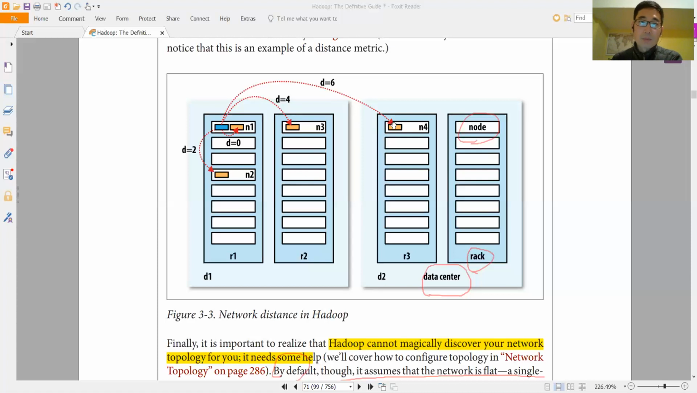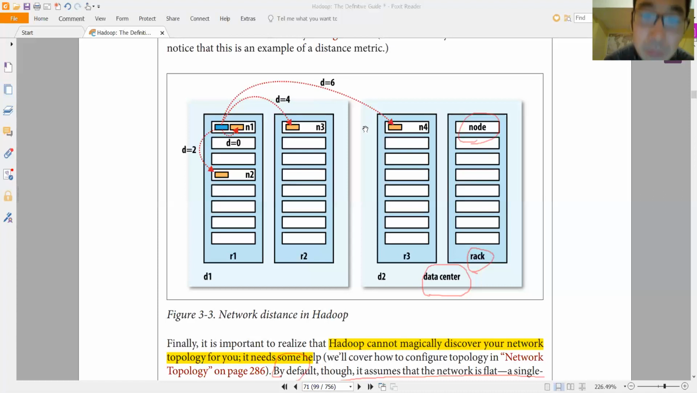Then D equals 6 is when you have to go through a data center. D1, D2 here indicate different data centers. What's a data center? Like if my MapReduce program is running on a computer that is located in Glass Hall, but the data was saved on a computer located in Cheek Hall. Then the data transmission needs to go through buildings, not even between racks, but between different physical locations. That's the worst case. D could be equal to 6, the farthest.